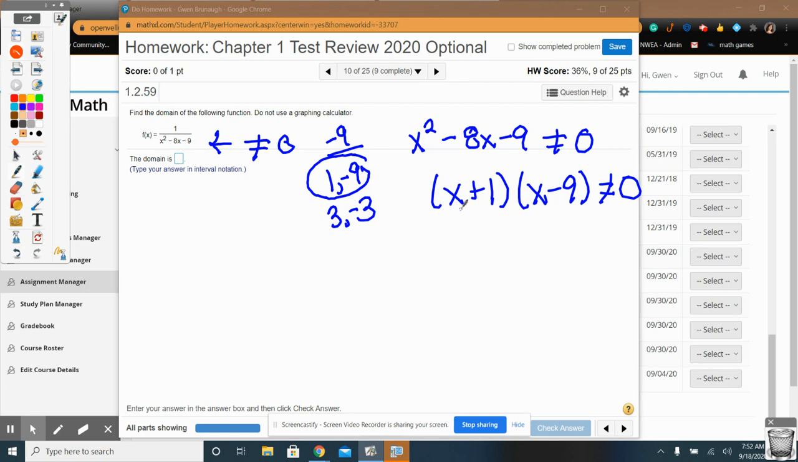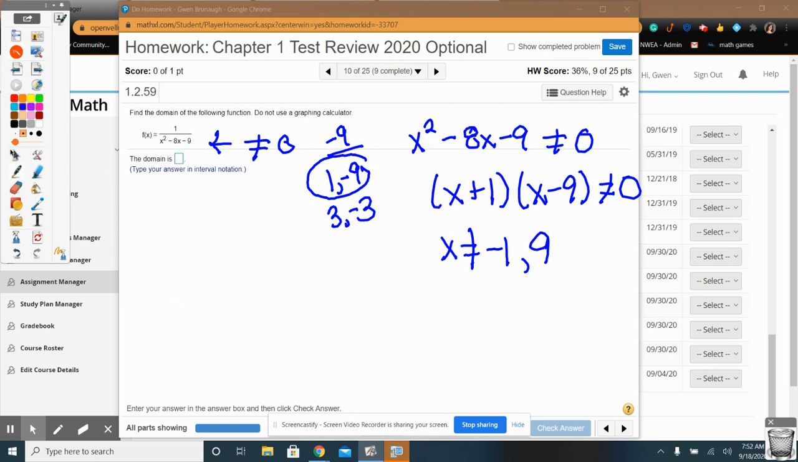So what would make those 0? Well, if x was negative 1, by changing the sign there, that would be 0 in the first parenthesis. And if x was 9, it would give me 0 in the second parenthesis. So x is not allowed to be that. If you write it like this on your test, it would be fine.